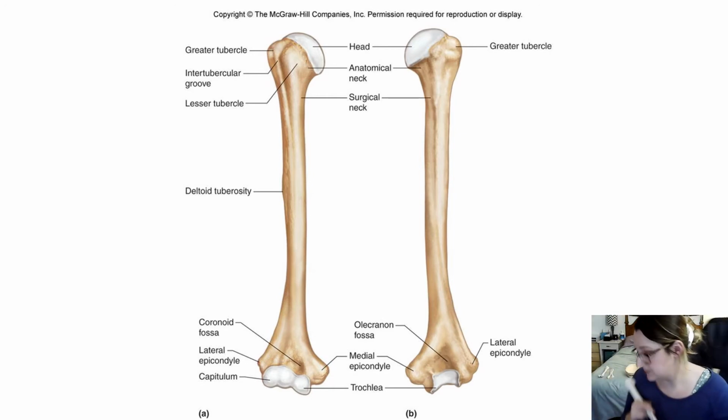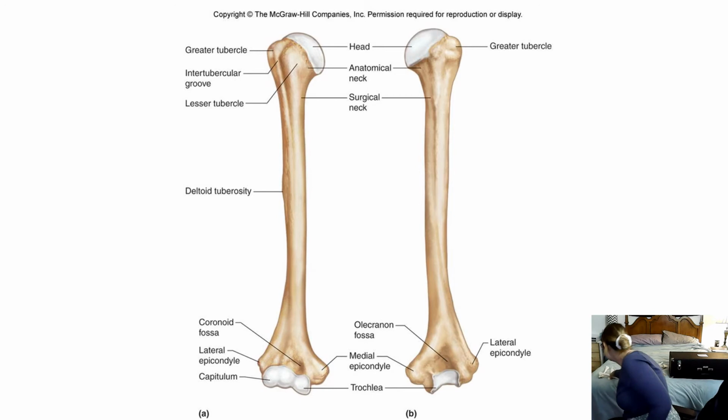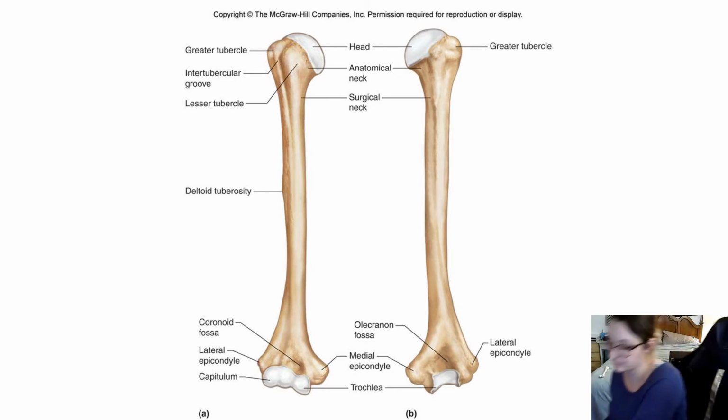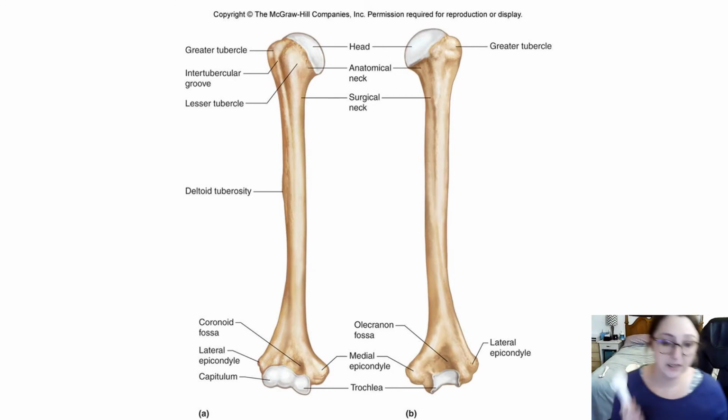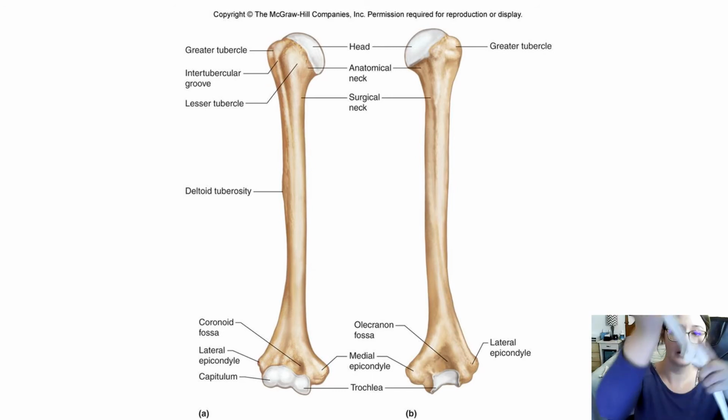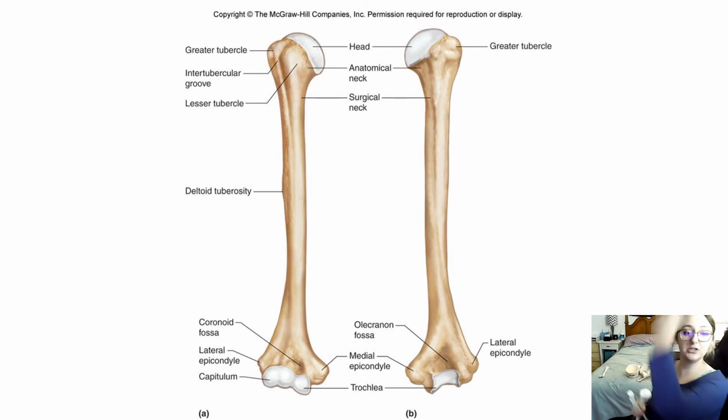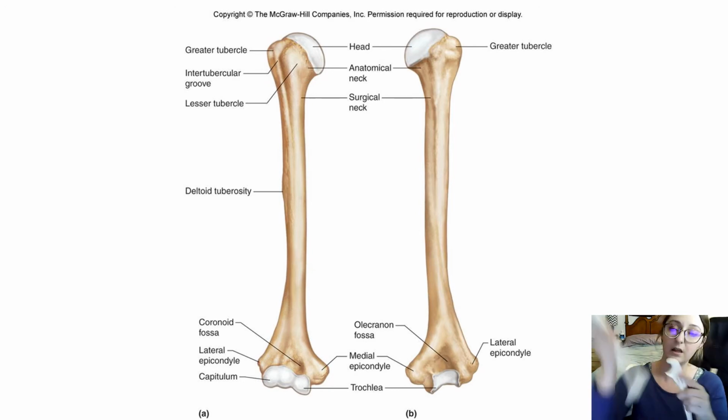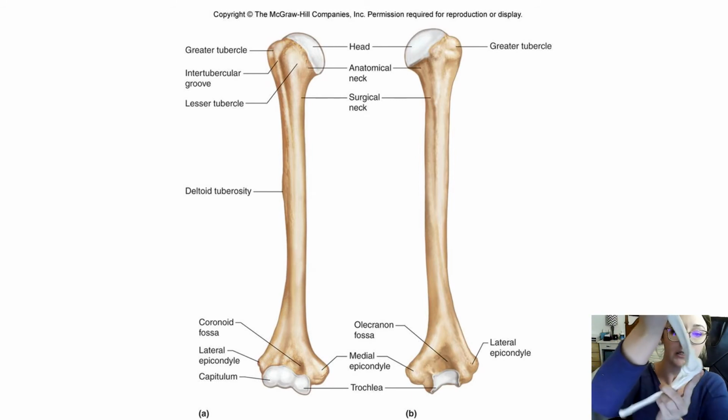What the purpose of that fossa is for the ulna to sit in there so that you can have this nice joint creating a hinge joint. So as you move your arm like this, the head of the ulna is moving in and out of that little space.